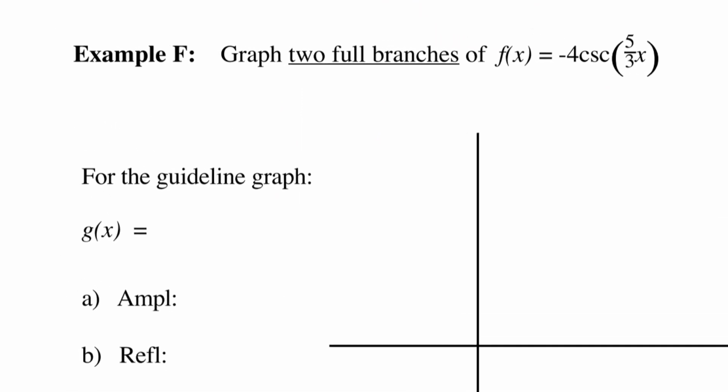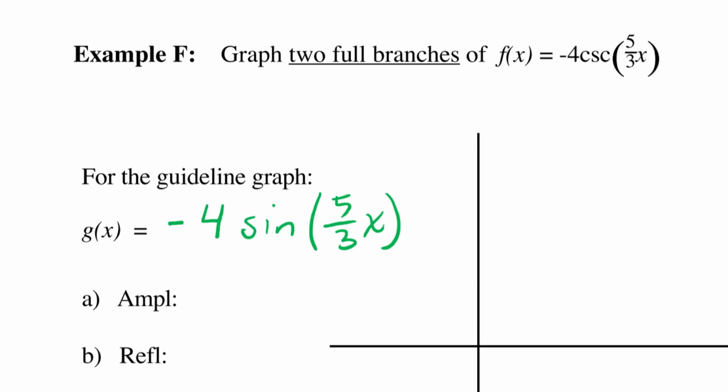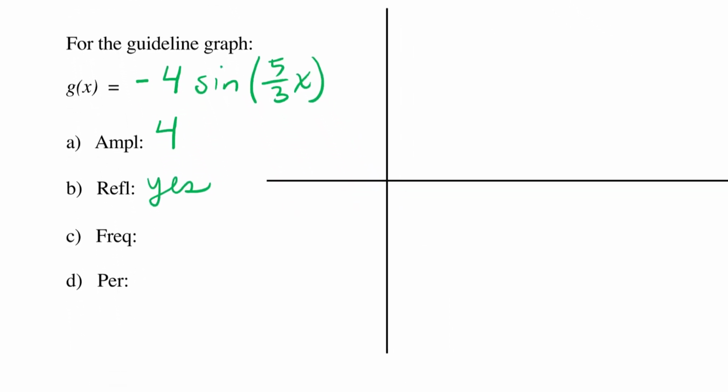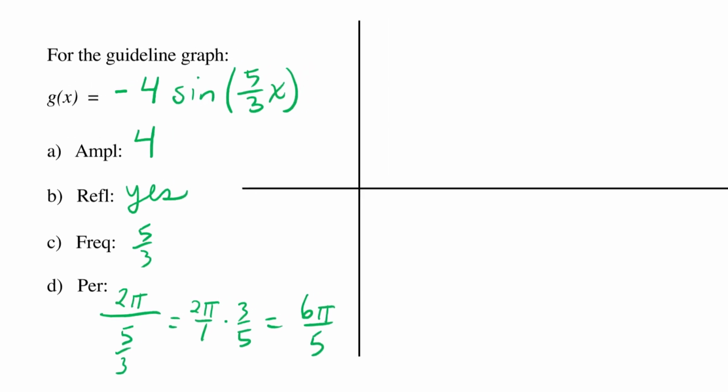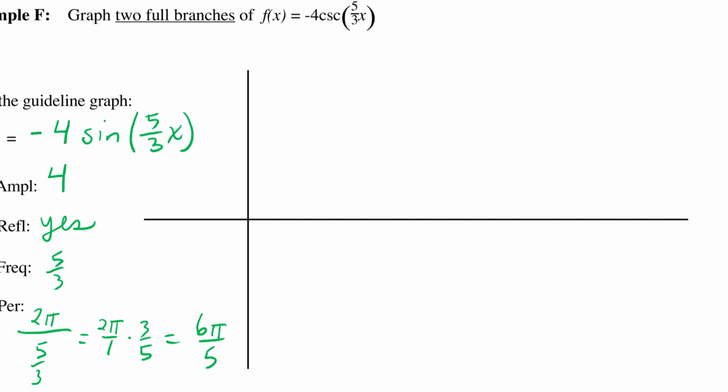Okay, let's look at this example. Graph 2 full branches of f of x equals -4 cosecant of 5/3 x. The guideline graph is -4 sine of 5/3 x. The amplitude is 4, and because it's negative, it's reflected, yes. The frequency is 5/3, and the period is 2 pi divided by 5/3. We can rewrite that as 2 pi over 1 times 3/5, and that becomes 6 pi over 5. So that's the period of our sine function.